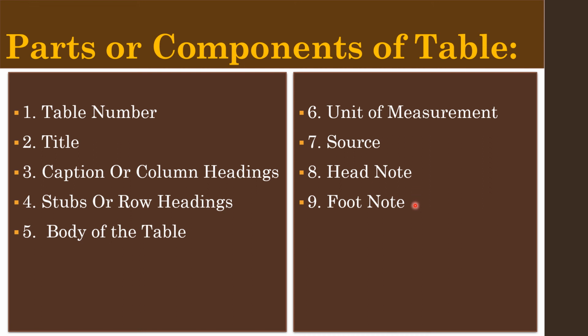And lastly, the last part is footnote. Footnotes are given for clarification of the reader. These are generally given when information in the table needs to be supplemented. So all these are the important parts or components of a table.